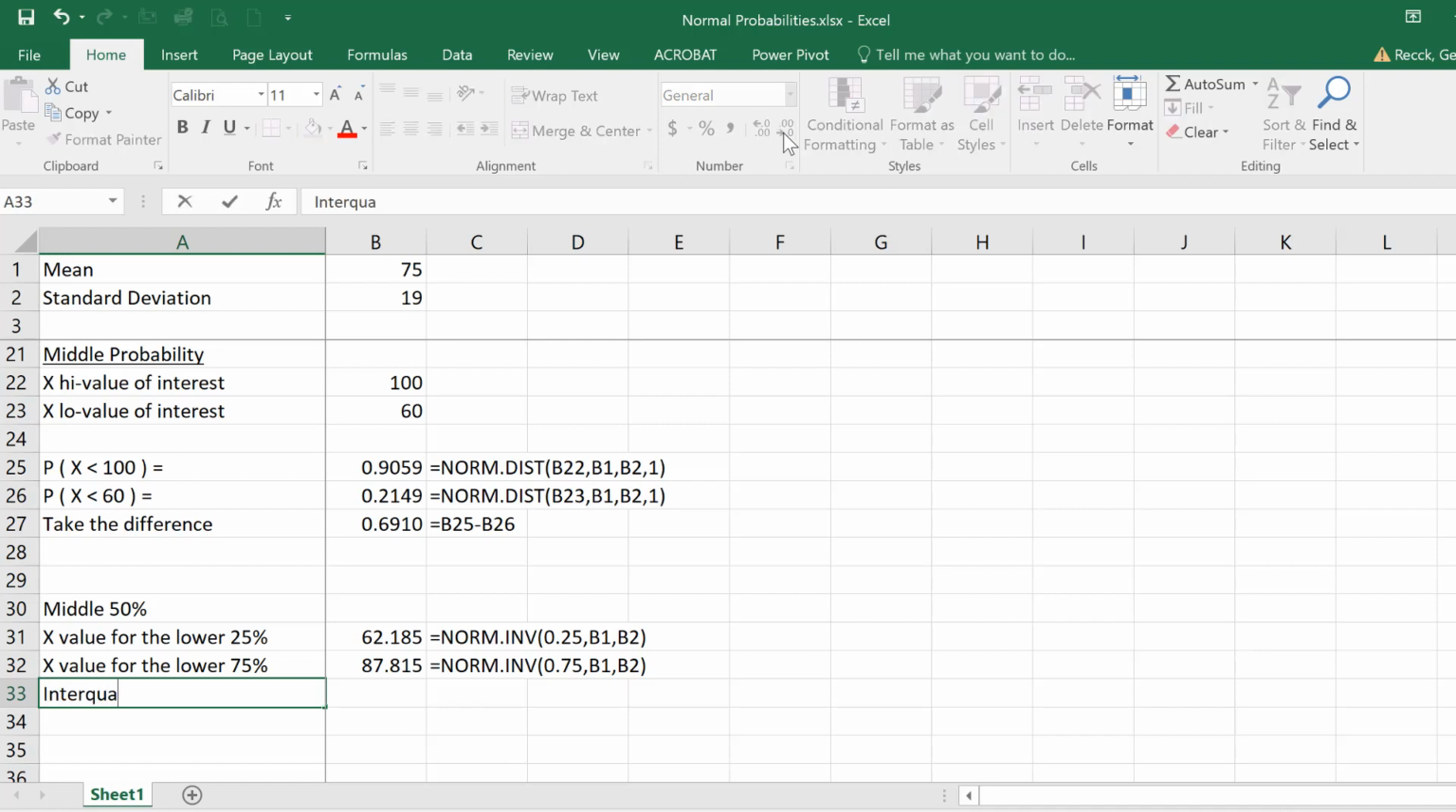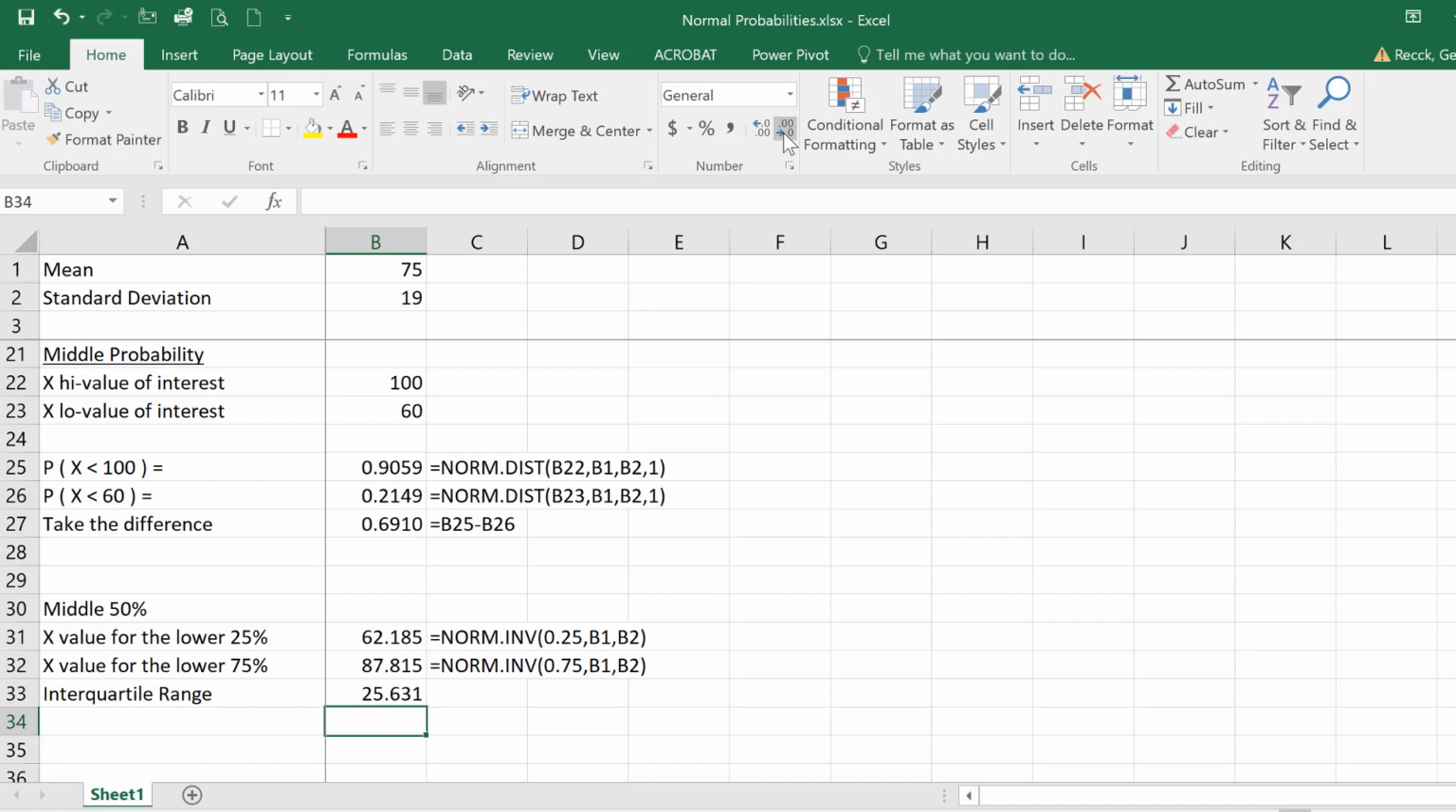That also defines our interquartile range, where we could simply take the upper value minus the lower value. So our interquartile range is about $25,000 wide. Did that wrong. Meant to do that to B33. And there we go.